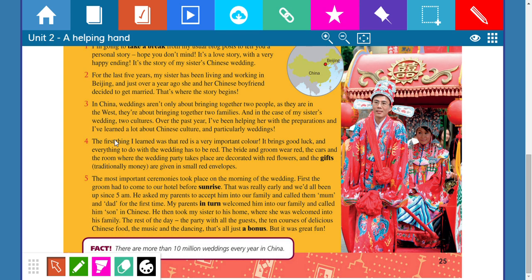He then took my sister to his home where she was welcomed into his family. The rest of the day, the party with all the guests, the 10 courses of delicious Chinese food, the music and the dancing, that's all just a bonus. But it was great fun.